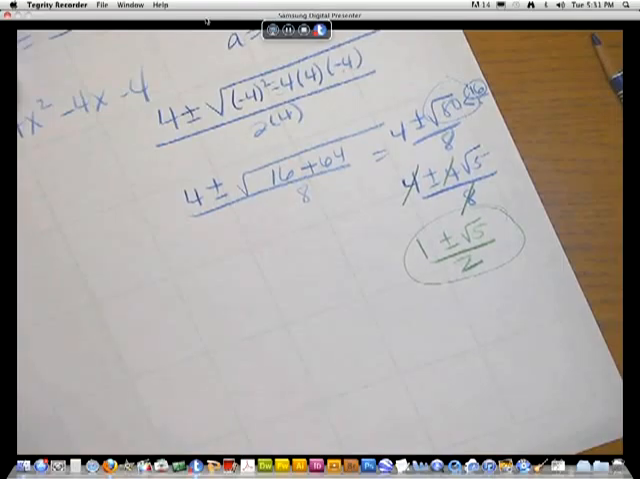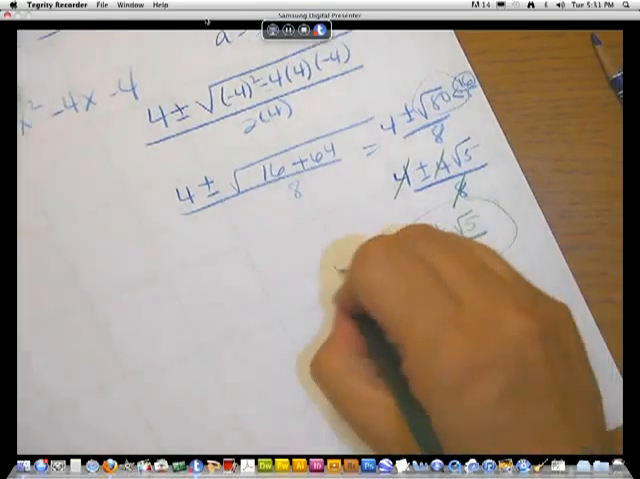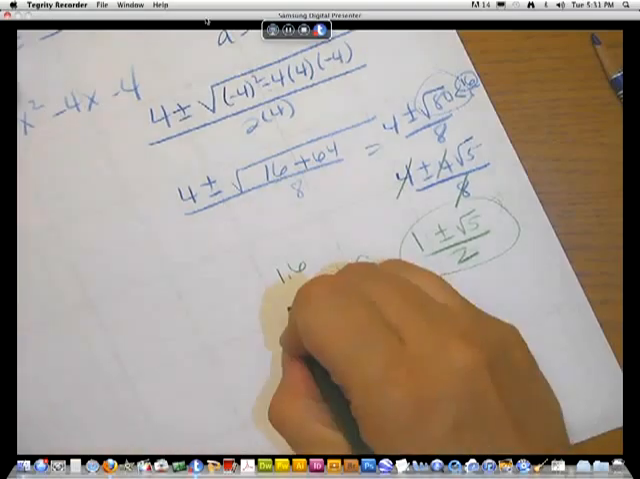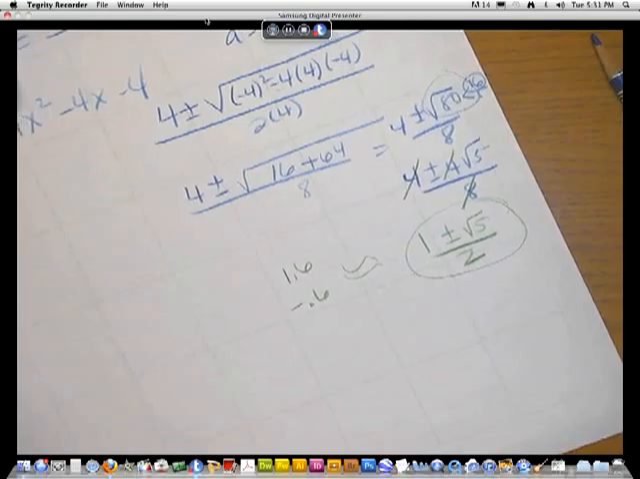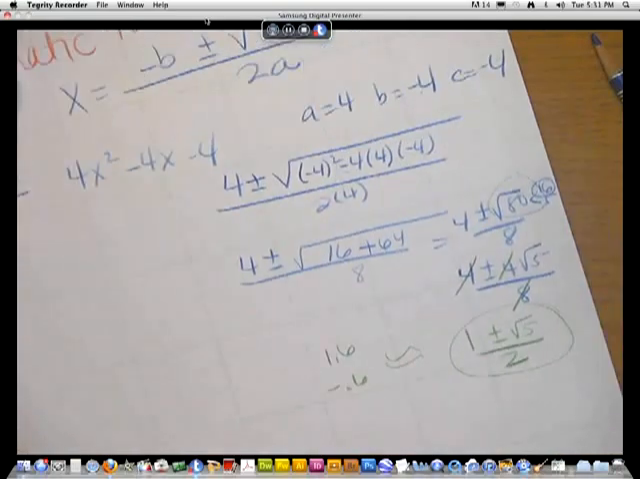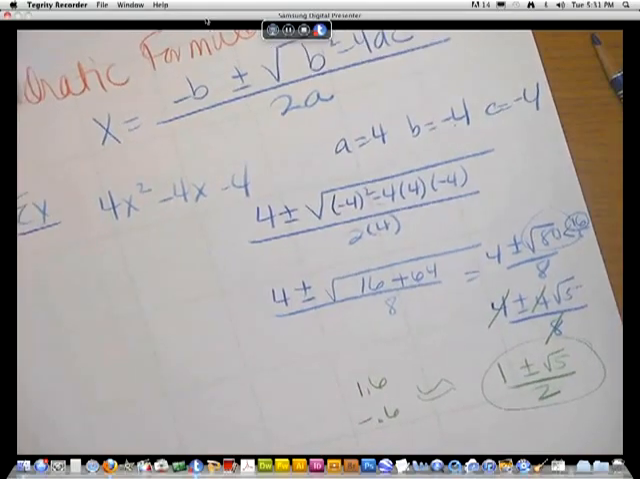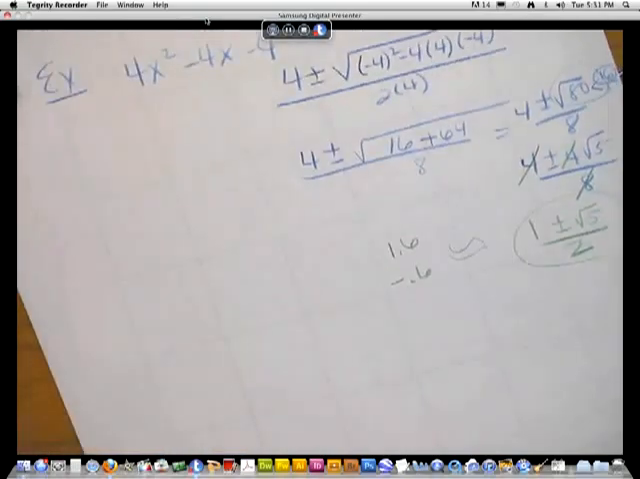If you wanted to find the decimal representation, you'd plug in your calculator 1 plus root 5 divided by 2 and get approximately 1.6, and then repeat that for 1 minus root 5 divided by 2 and get approximately negative 0.6. So that's our quadratic formula. Again, it should be review. You should know this. You should know how to simplify radicals. If not, make sure you're getting in for help or getting a whole lot of practice done.